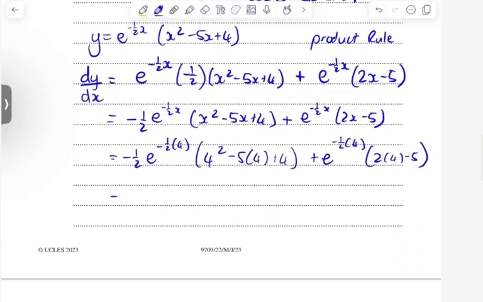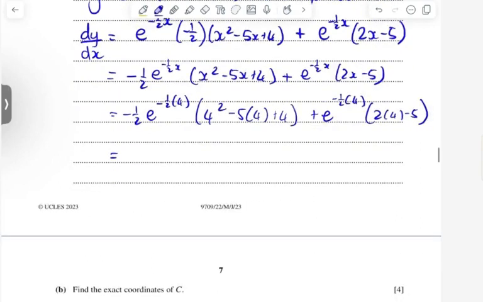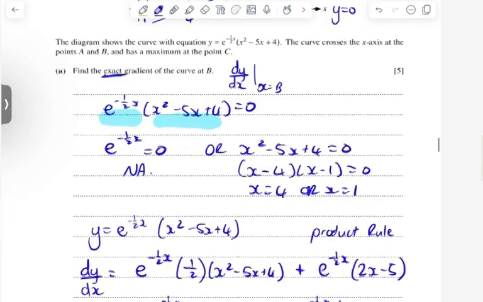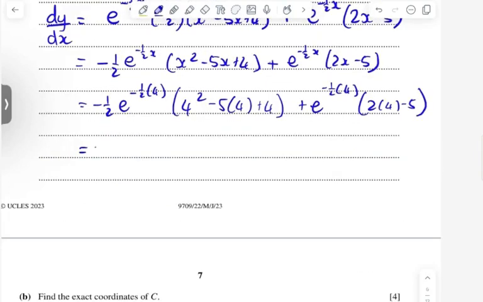Okay. I'd probably encourage you to find the exact gradient. You can't just plug this into your calculator and get a decimal value. You need to simplify this thing slowly. So half e to the minus 2. And then obviously you can use your calculator, not that you should need to.